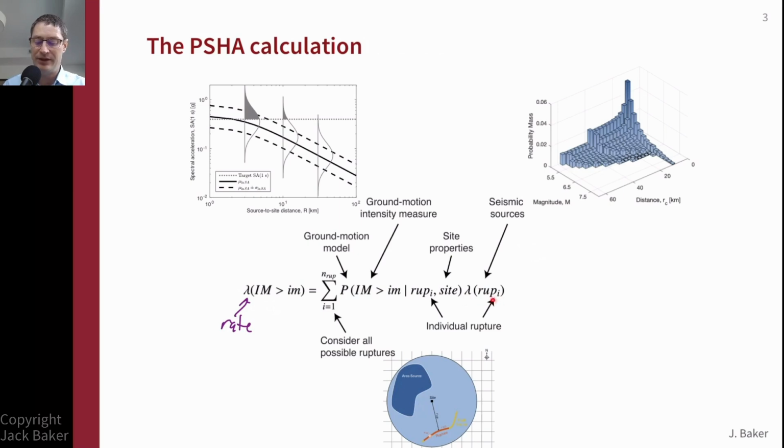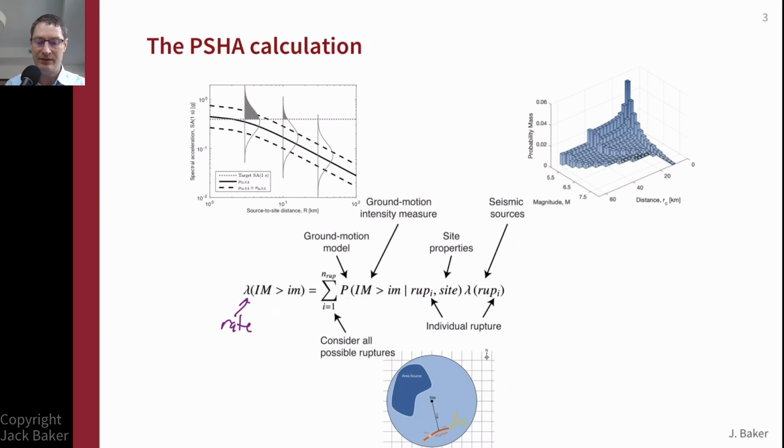Our first term here, on the far right, we've got the rate of rupture i. That's dealing with our seismic source model. Here I've got the picture down at the bottom. Remember we talked about our seismic source model where we're going to have our site and the sources surrounding that site. For each of those sources, we're going to need some information about the activity rate of the earthquakes and the magnitude distribution and things like that. So we'll specify a list of ruptures from that source model and their associated rates. That's the source model piece.